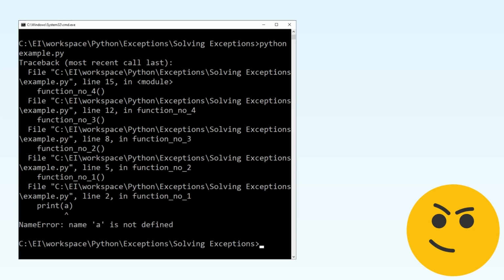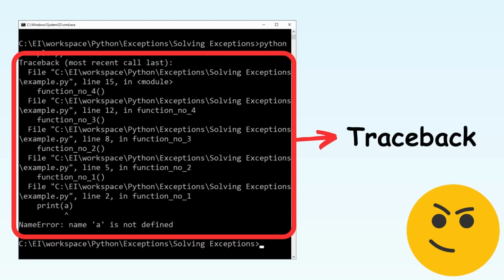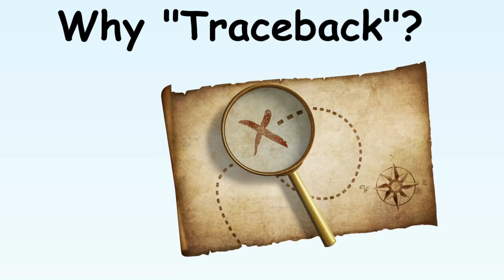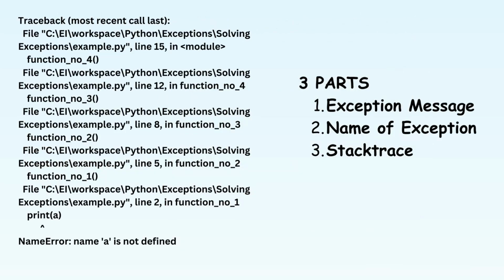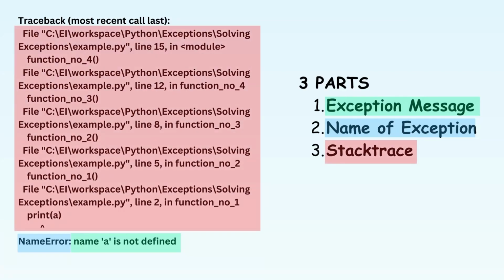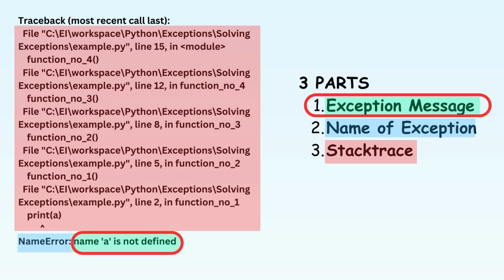So the technical name for this big wall of text is actually traceback. But why this name, traceback? My guess is you can use this error message to trace your way back to the point of origin of the error. And this consists of three parts: the exception message, the name of the exception, and the stack trace. Let's start our journey by looking at the easiest and the most useful of the three, the exception message.